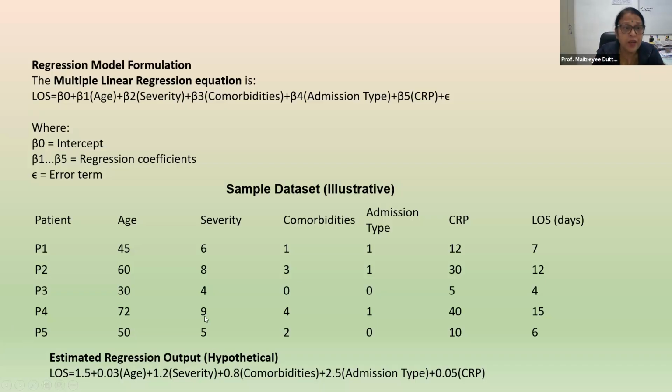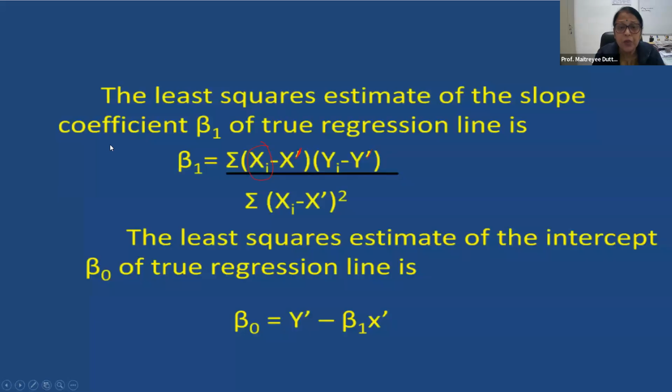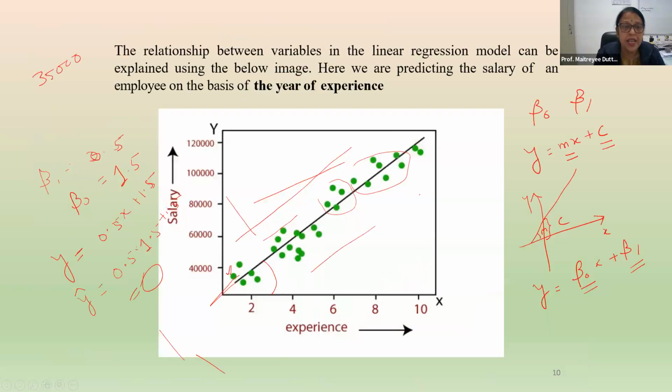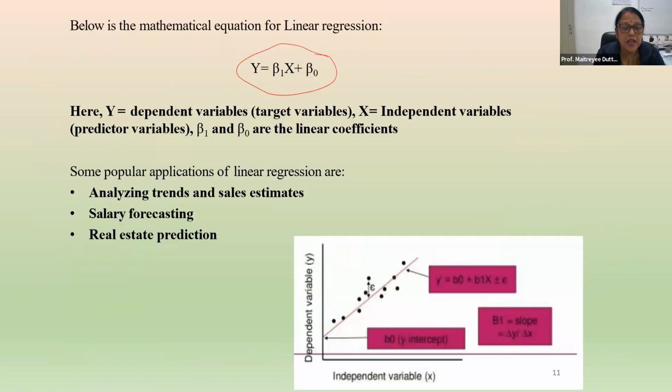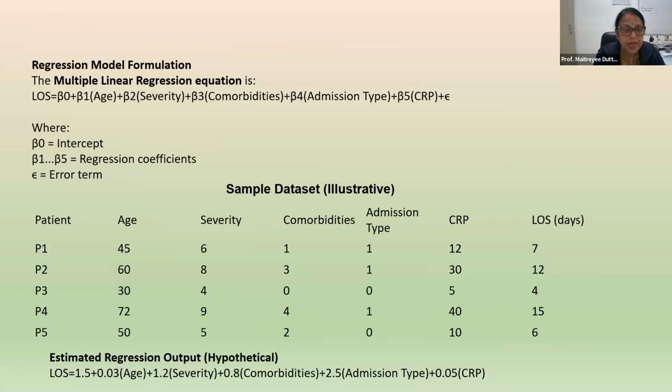I have taken the values. You can calculate these values. How? I have shown you how to calculate. For example, beta 1 you want to calculate: summation of xi minus x dash into yi minus y dash, divided by summation of xi minus x dash whole square. Let us see how to calculate this. You will calculate like this.